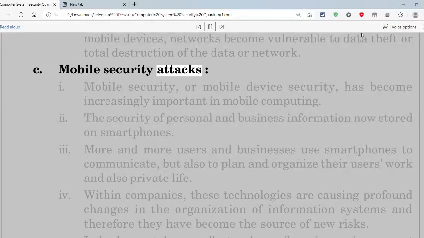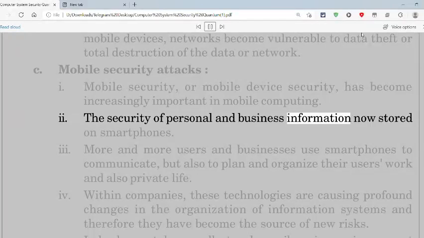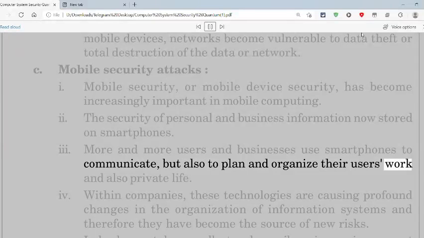C. Mobile security attacks. Mobile security, or mobile device security, has become increasingly important in mobile computing. 2. The security of personal and business information now stored on smartphones. 3. More and more users and businesses use smartphones to communicate, but also to plan and organize their users' work and also private life.